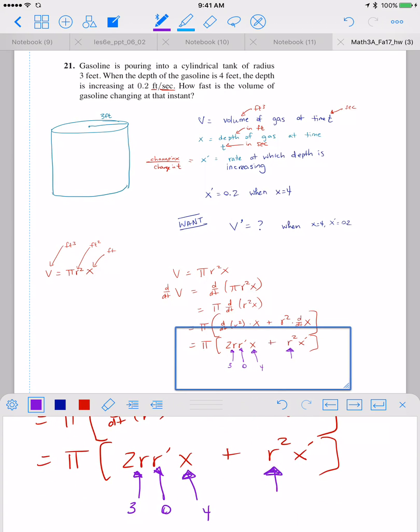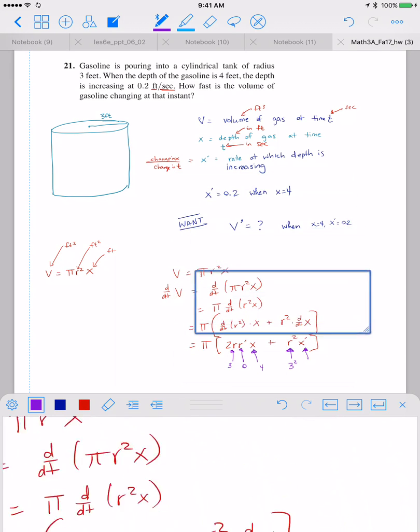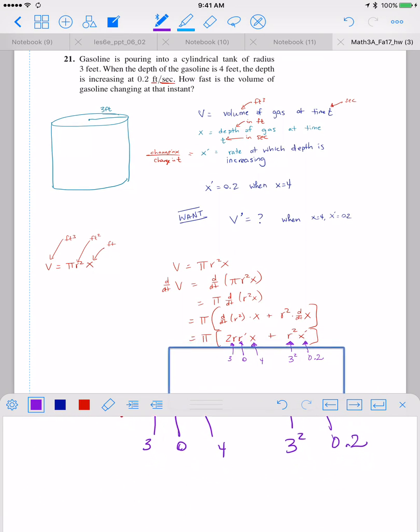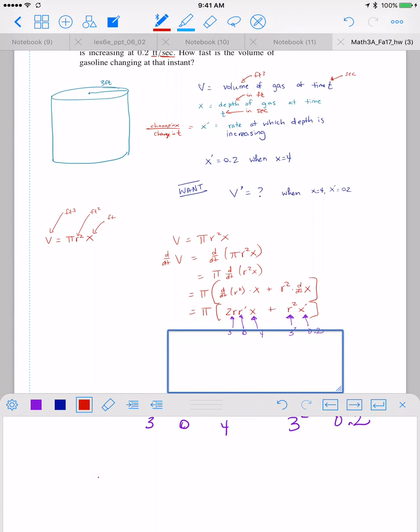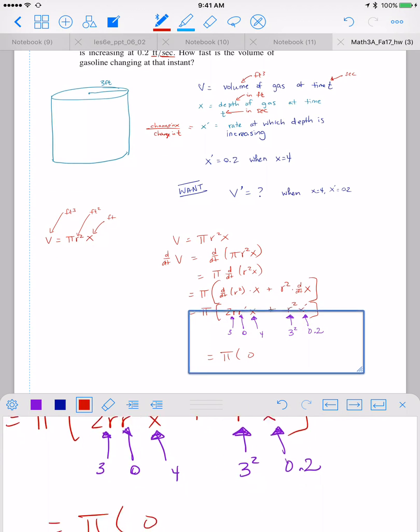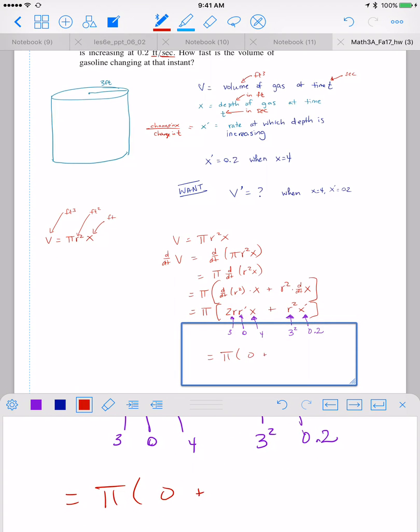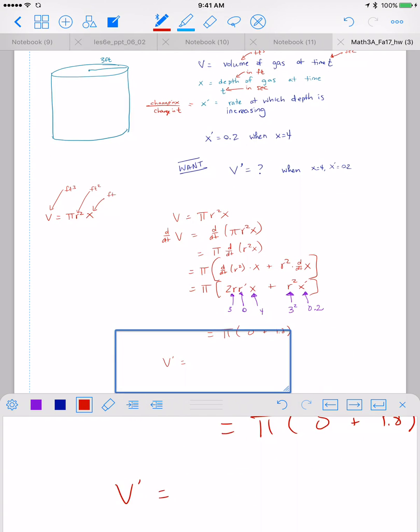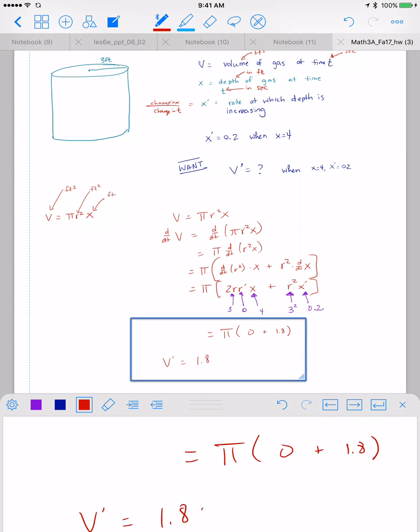Then this r squared, that'll be 3 squared. And x prime, we're told, is 0.2. Okay. And so we should have for our v prime that it is equal to pi times 0, right? Because 3 times 0 times 4 is just 0. And this would be 9 times 0.2, which would be 1.8. Okay. So that's our answer, v prime is equal to 1.8 pi.